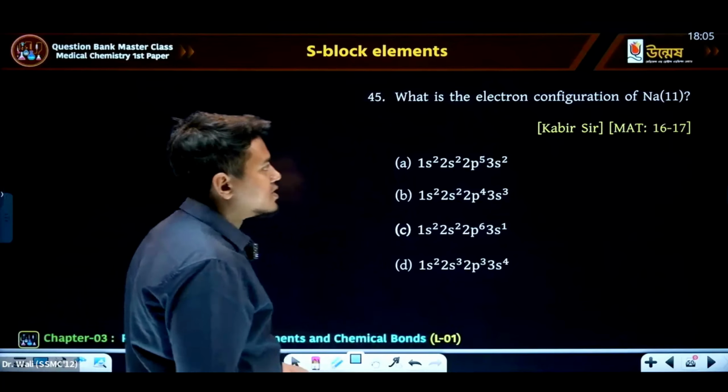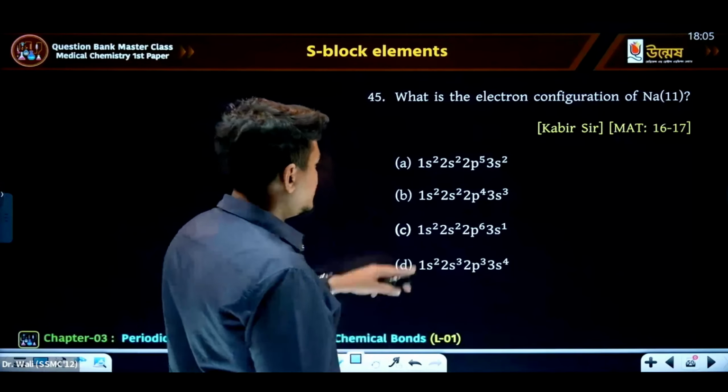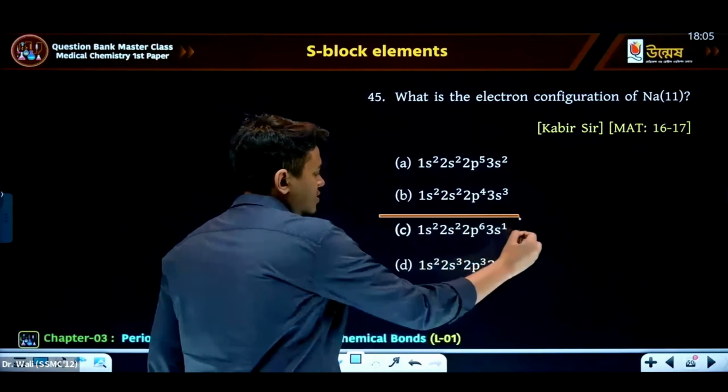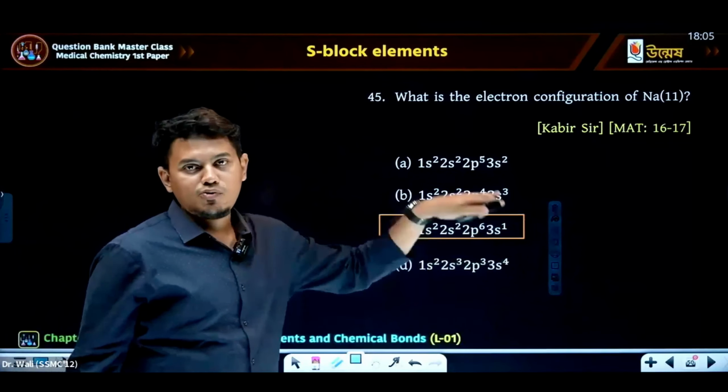What is the electronic configuration of sodium? It is very easy: 1s2, 2s2, 2p6, 3s1. This one is correct because if we add up the electron numbers, it will be 11.